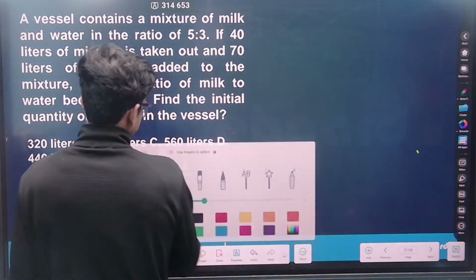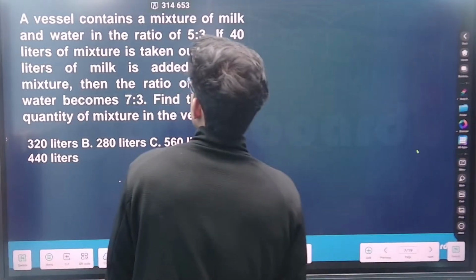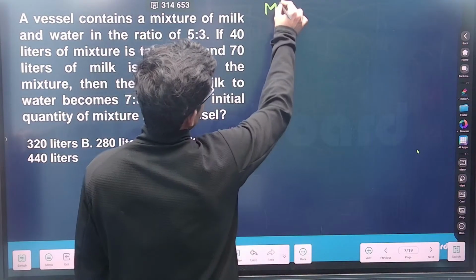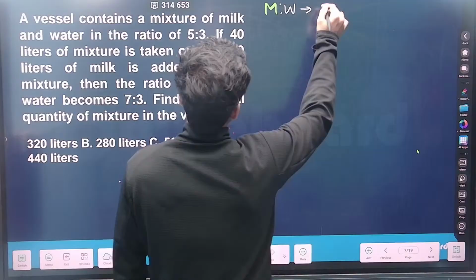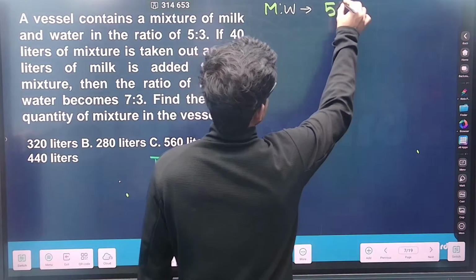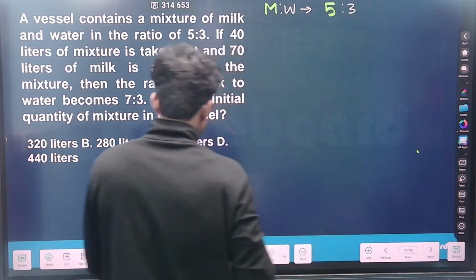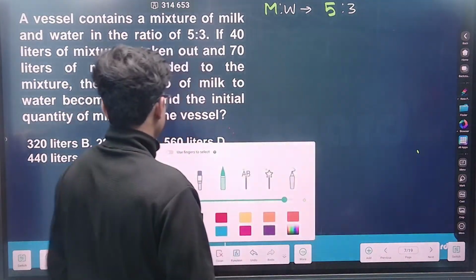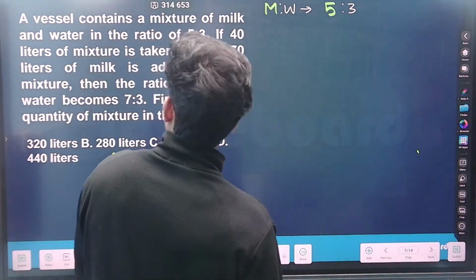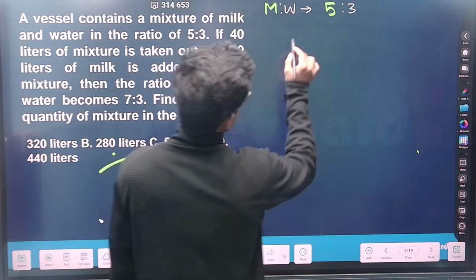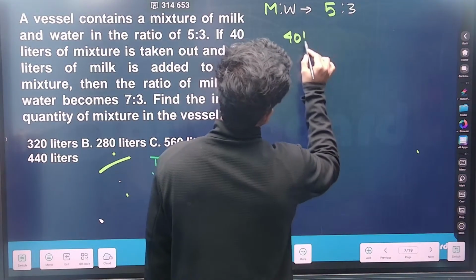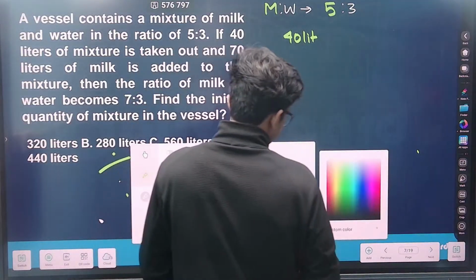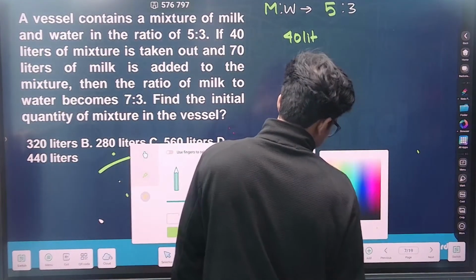So they are saying a vessel contains a mixture of milk and water in the ratio of 5:3. So they are in the ratio of 5:3. This is known to me and this is what I have written because this was known to me, correct? Now guys, they are saying that if 40 liters of the mixture is taken out, now see, 40 liters is taken out. So basically 40 liters is taken out, correct?